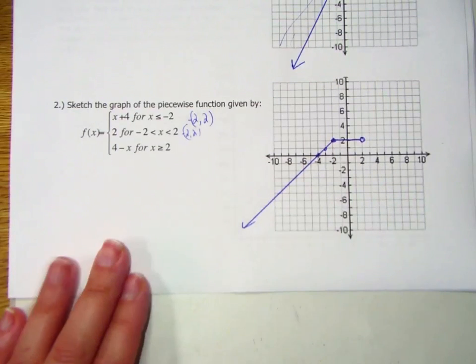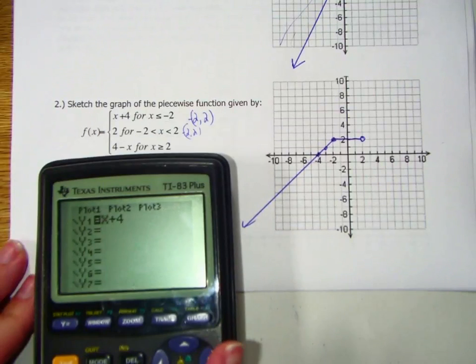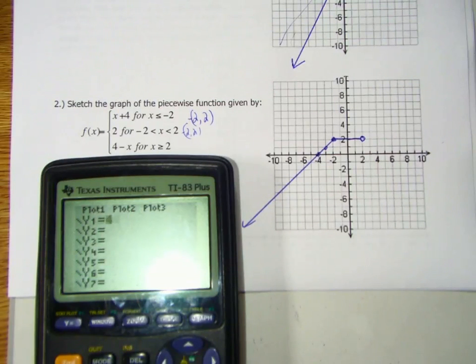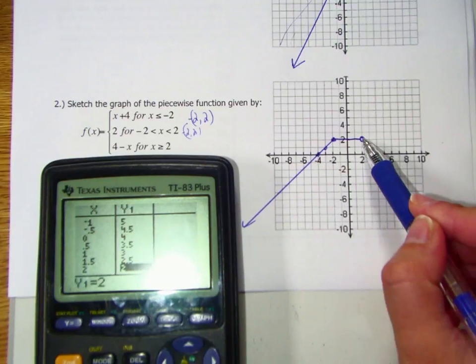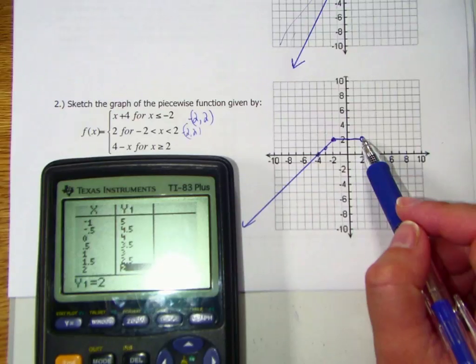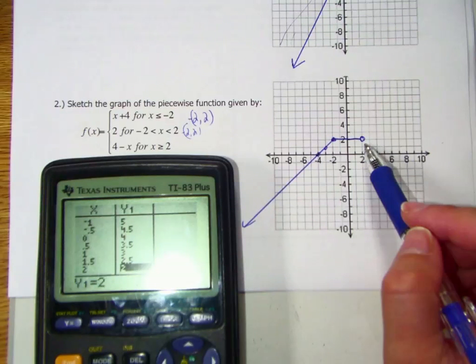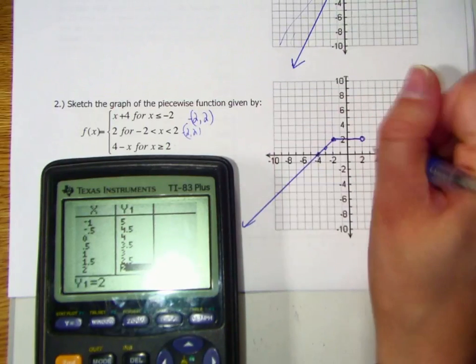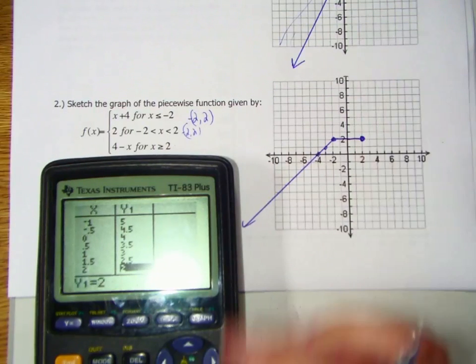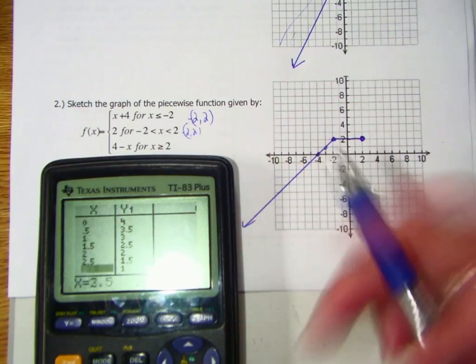And then finally, we can look at that third function, 4 minus x. Oh, this time I want +2. So when x is 2, my y value is 2. Once again, where the last one left off is where my next one begins. So where that open dot ended, I'm going to fill that in for the next function. And then we can use our table to get a couple more points that we need.